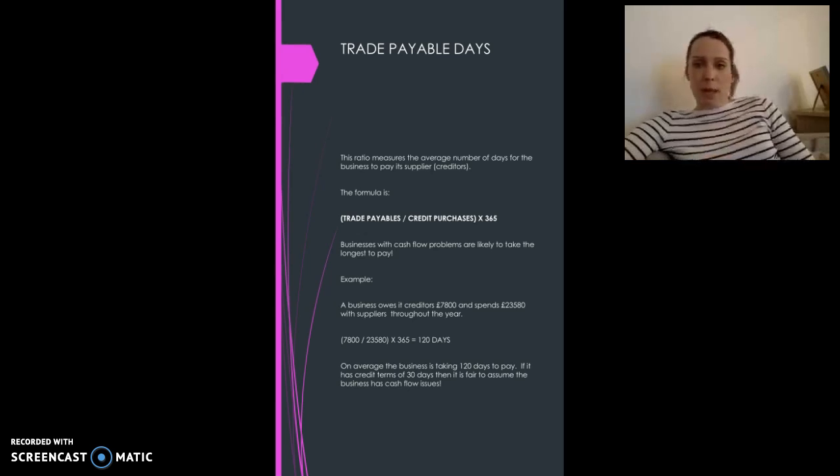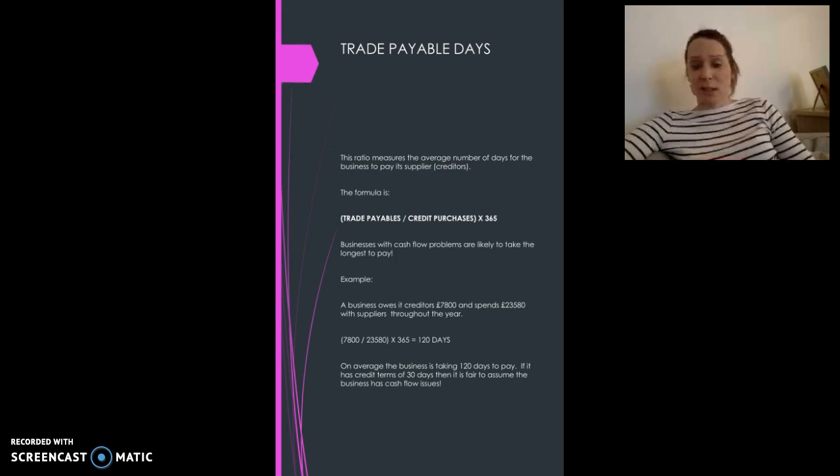Then we have trade payable days, and this is the opposite. So this is how long you take to pay the cash. And basically you do trade payables divided by your credit purchases, and again you multiply that by 365. Because it's multiplied by 365, it's going to be displayed in the number of days. So if we look at this example, your business owes its creditors 7,800 and spends 23,580 with suppliers throughout the year. You're showing that actually you're taking 120 days to pay any invoices.